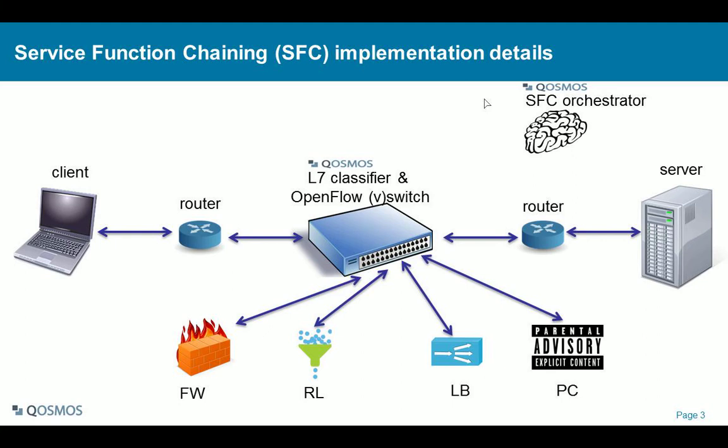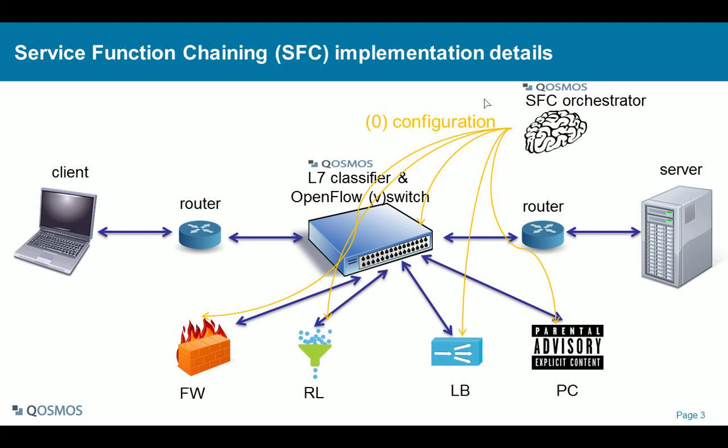So once you define the... You define first the chains and application mapping, and you define which VNFs are in which chain at the SFC orchestrator level, and the SFC orchestrator pushes the configuration and configures the different elements of the chain, in particular the OpenFlow vSwitch.